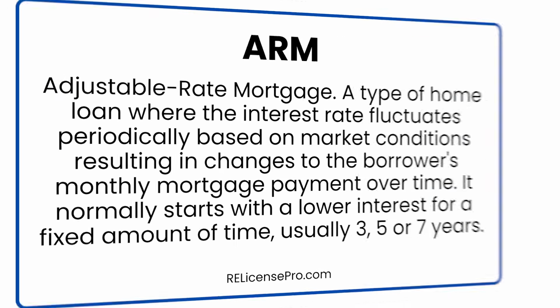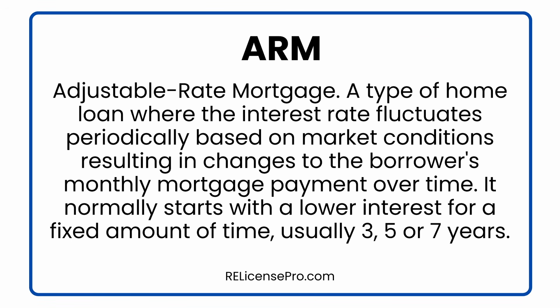ARM. ARM stands for Adjustable Rate Mortgage, a type of home loan where the interest rate fluctuates periodically based on market conditions, resulting in changes to the borrower's monthly mortgage payment over time. It normally starts with a lower interest rate for a fixed amount of time, usually 3, 5, or 7 years.